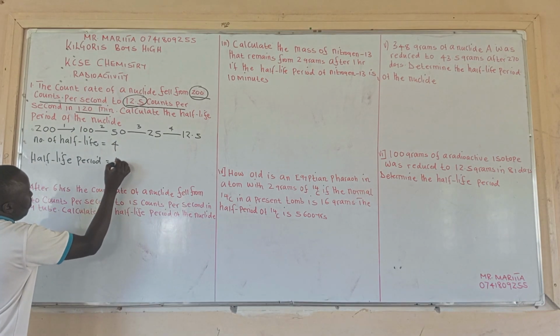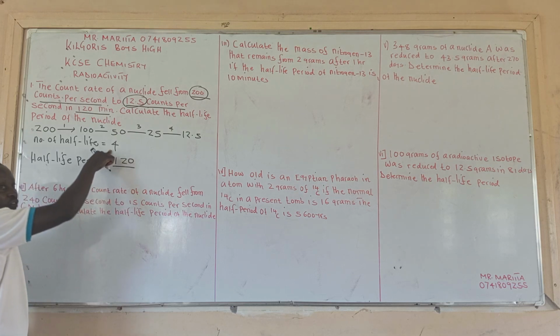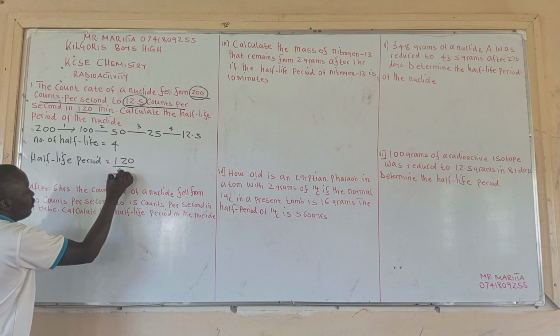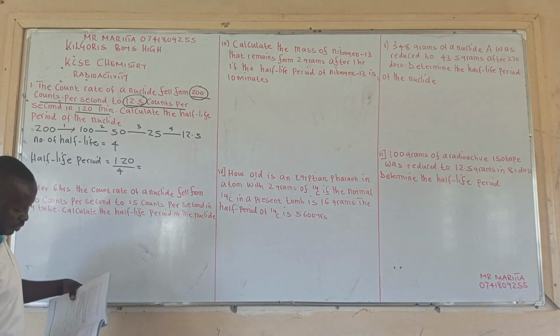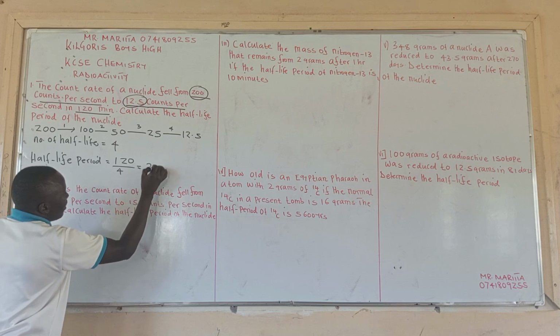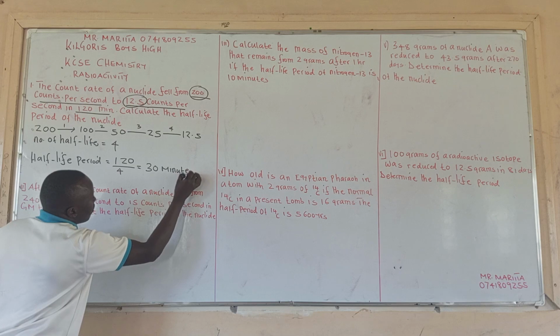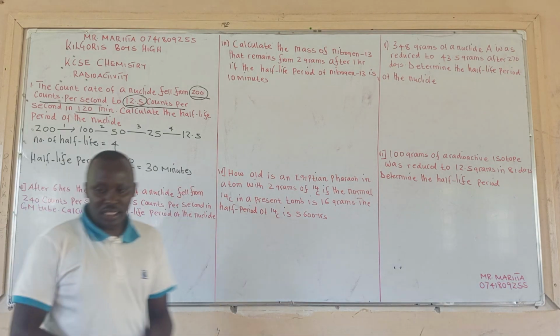So this one will be 120 divided by the number of half-lives, which is 4. In that case, if you calculate it like this, the half-life period is equivalent in this case to 30 minutes. So we have that one as 30 minutes.